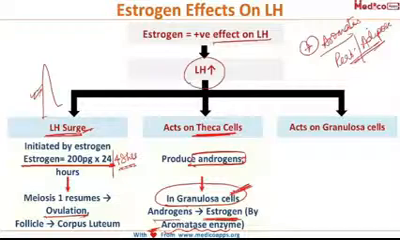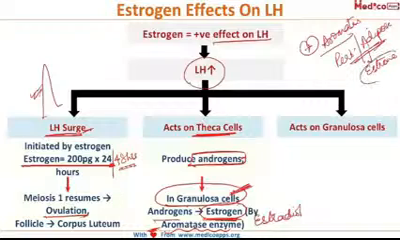But the difference is that the estrogen produced in the ovaries is mainly estradiol, whereas the estrogen produced in the adipose tissue is mainly estrone. And this estrone becomes the major estrogen in cases of postmenopausal females, because in them the ovarian secretion of the estrogen, that is the estradiol, does not occur.